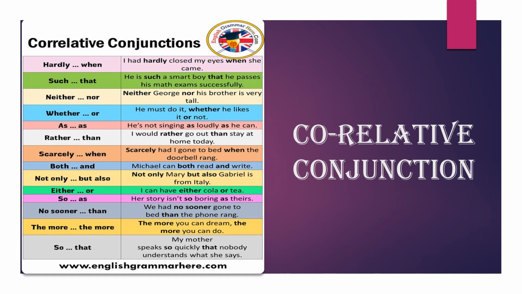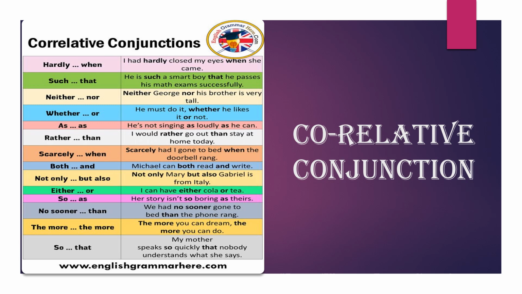Likewise, we have such and that. He is such a smart boy that he passes his maths exams successfully. Neither and nor, again, these are kind of difference-suggesting things, a negative component. Neither George nor his brother is very tall. That means both of them are short or maybe moderate in height, but they're not tall. So, neither George nor his brother.